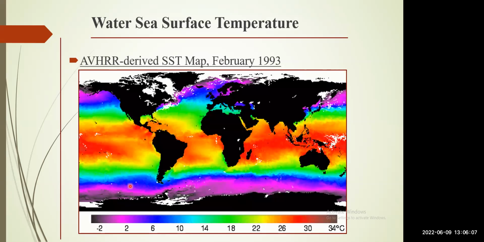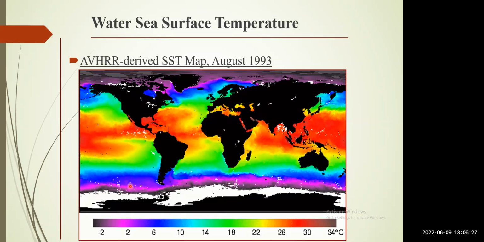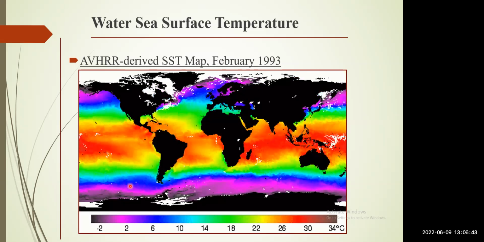This is the sea surface temperature for the area, the AVHRR-derived SST map in February 1993, collected from one of the reports generated by the USGS. Then in August the situation is different, because we can see here some temperatures are up to 34 centigrade, which is very high at the surface of water. But if we talk about February, it is almost the same at the equatorial part of the Earth.